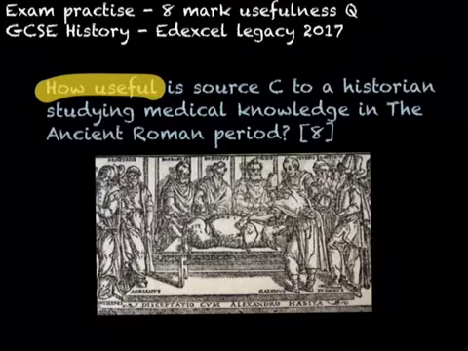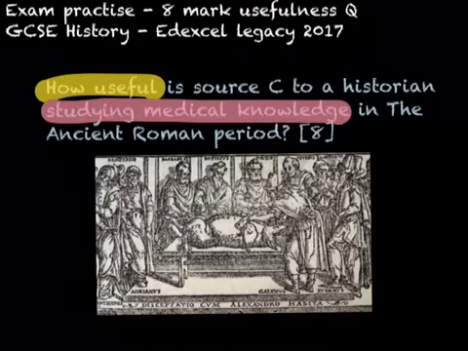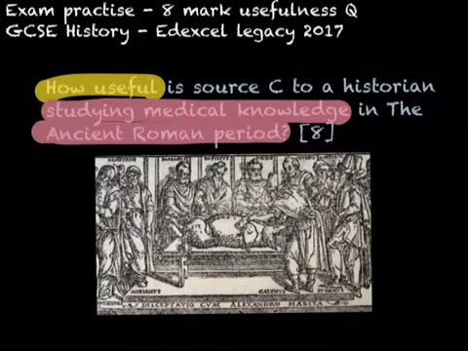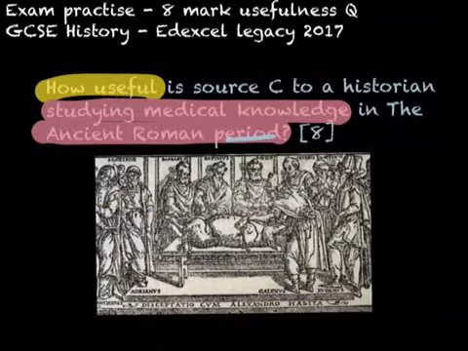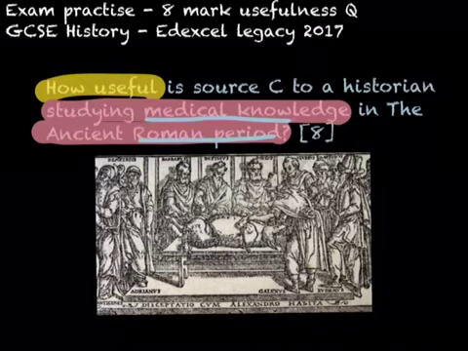If you're going for top marks for 8 marks, perhaps you're going to make that judgment at the beginning and then justify it throughout your answer, but minimum expectation, that last sentence of your answer should make a judgment. Perhaps you're going to say it's useful to a great extent, a limited extent, or whatever it might be, but try and make a judgment. So how useful is this source to a historian studying medical knowledge in the ancient Roman period? The key here is you must make sure you talk exclusively about the Roman period and what it shows about medical knowledge at that time.